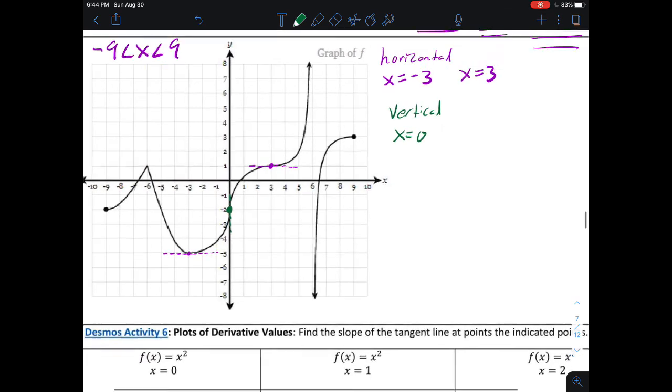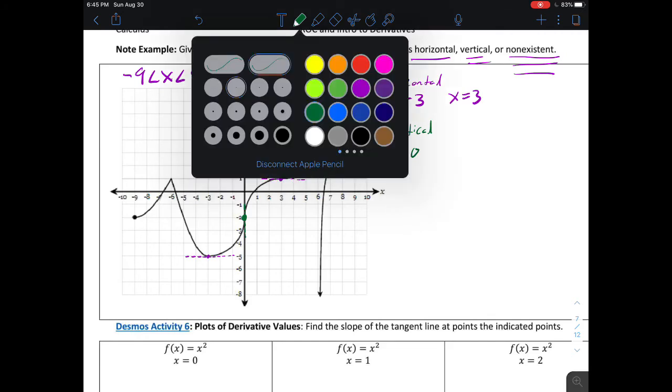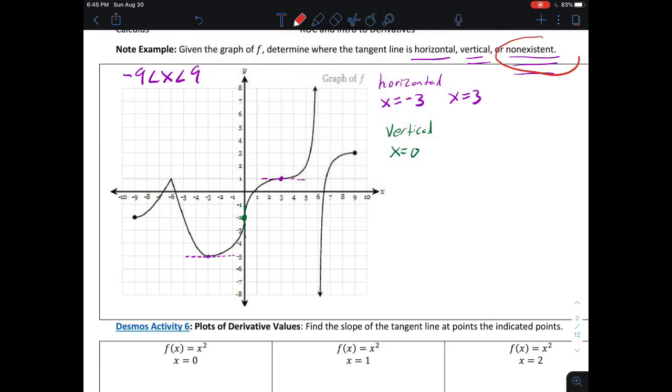Now, the next question is where would the tangent line be non-existent? Well, the tangent line will be non-existent at two places. It'll be non-existent at a discontinuity, x equals 6, and also where it's not locally linear, so I see that sharp turn at x equals -6.